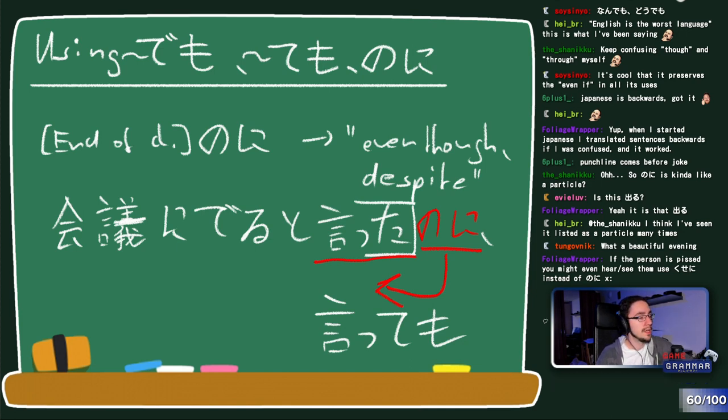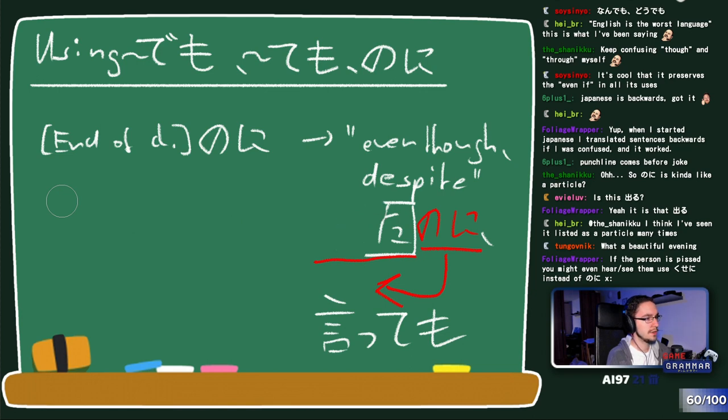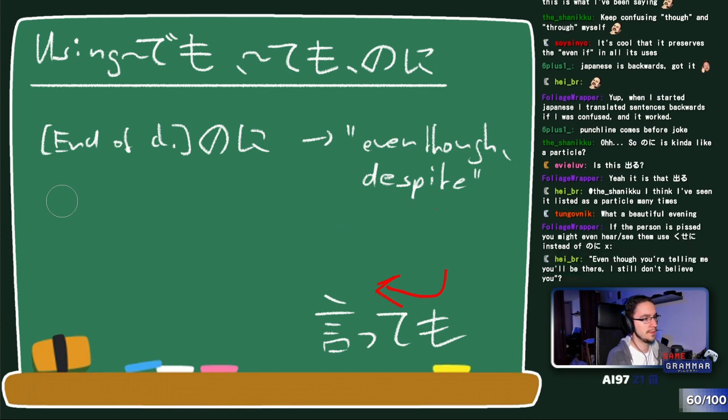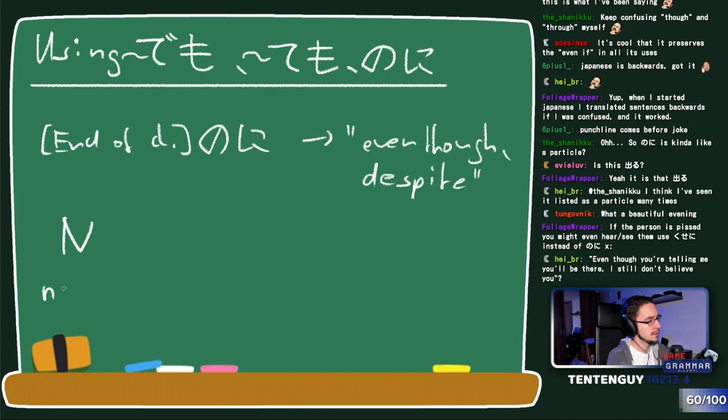Oh, another important thing. I said end of a clause. Now, a specific use case where you have to add another thing is when you have nouns or na adjectives. When you have nouns or na adjectives, we have to resort to our old friend na, okay? So it's nanoni, and also nanoni, okay? That's the difference here.